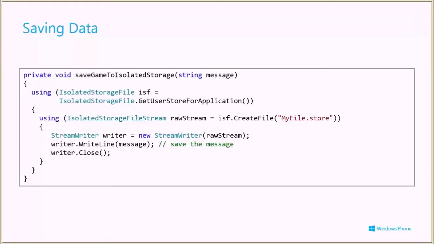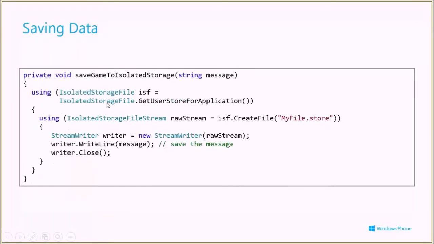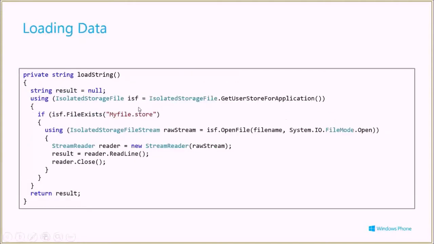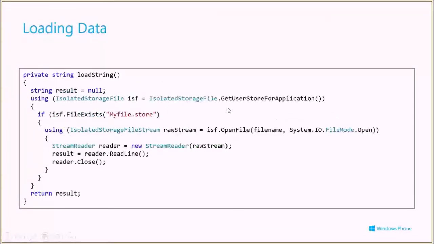Loading the data is pretty similar; you just reverse the whole thing. The sequence is similar. The first thing you do is make a reference to the isolated storage file, the same thing you do when you load the data, and check if the file exists. If it exists, then you want to open that file.